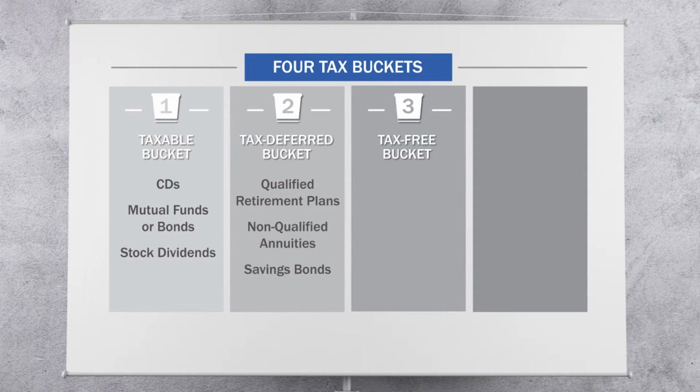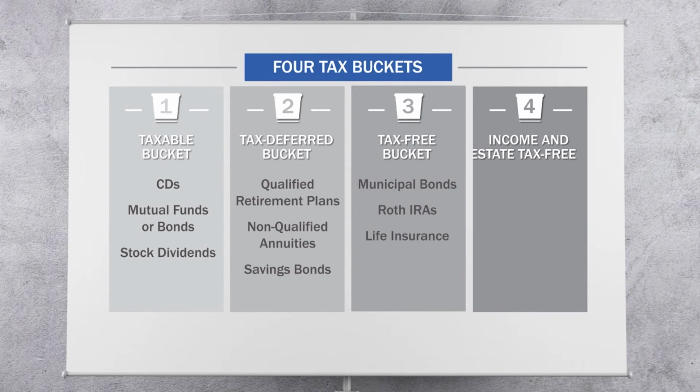The third bucket is your tax-free bucket. There are 3 financial vehicles that are currently tax-free: municipal bonds, Roth IRAs, and properly structured life insurance. Notice I said properly structured life insurance. Nothing else is tax-free. In fact, municipal bonds are not always tax-free, but for the most part, they are. Finally, the fourth bucket is income and estate tax-free, and that's where you get into charitable trusts and other similar arrangements.